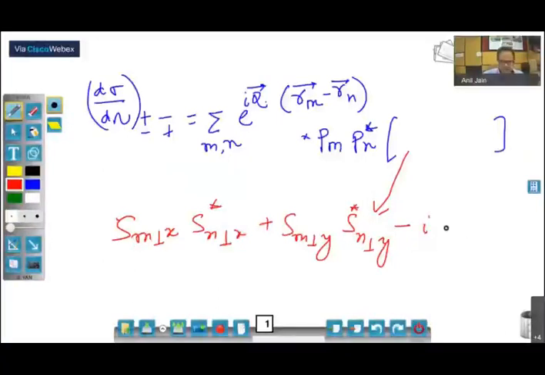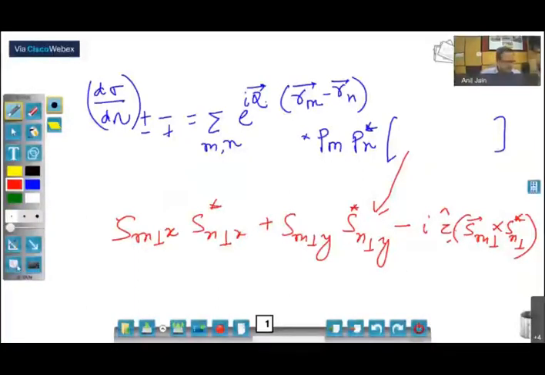minus i S_m perp cross S_n perp star, where the star is the complex conjugate, and one can easily see here that the S perp z component.